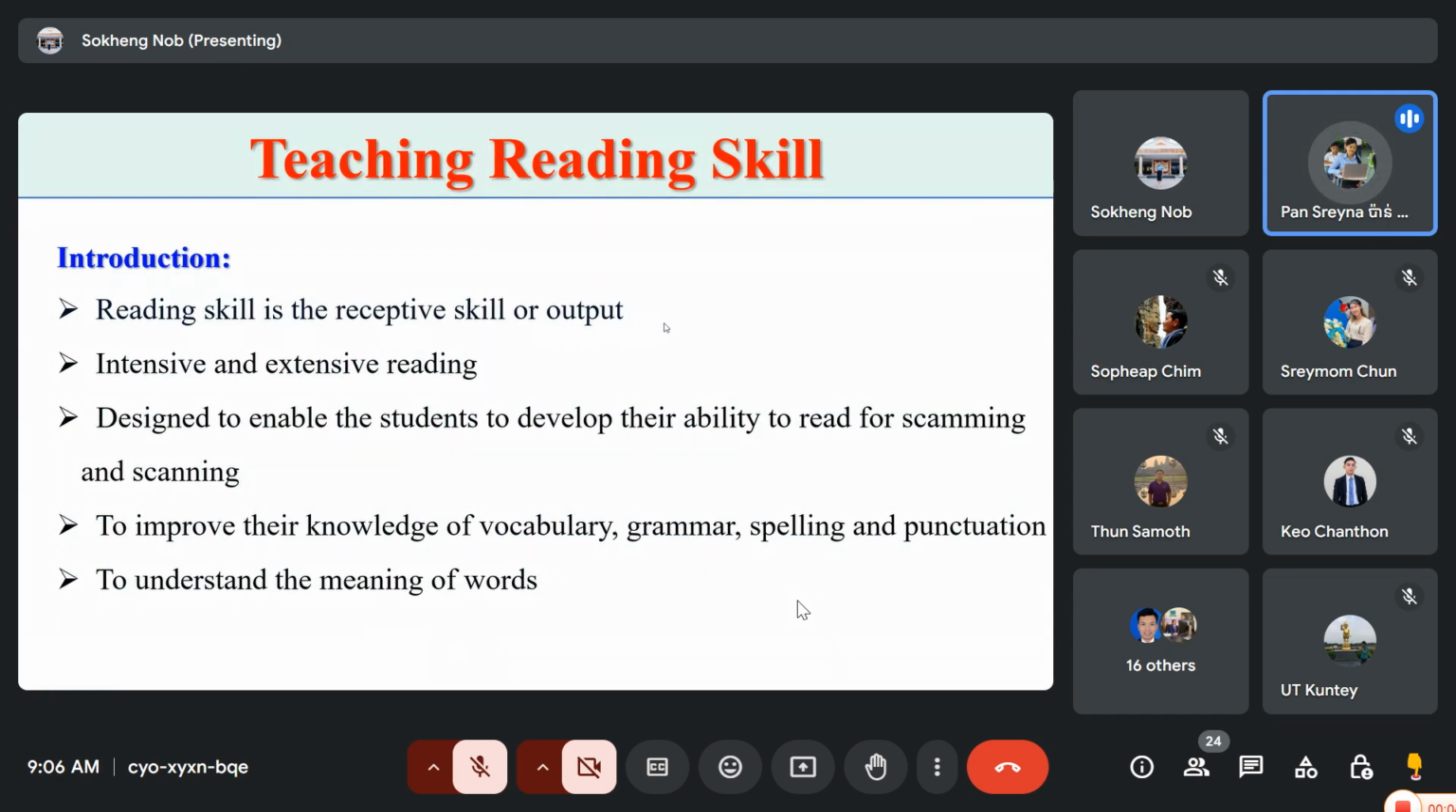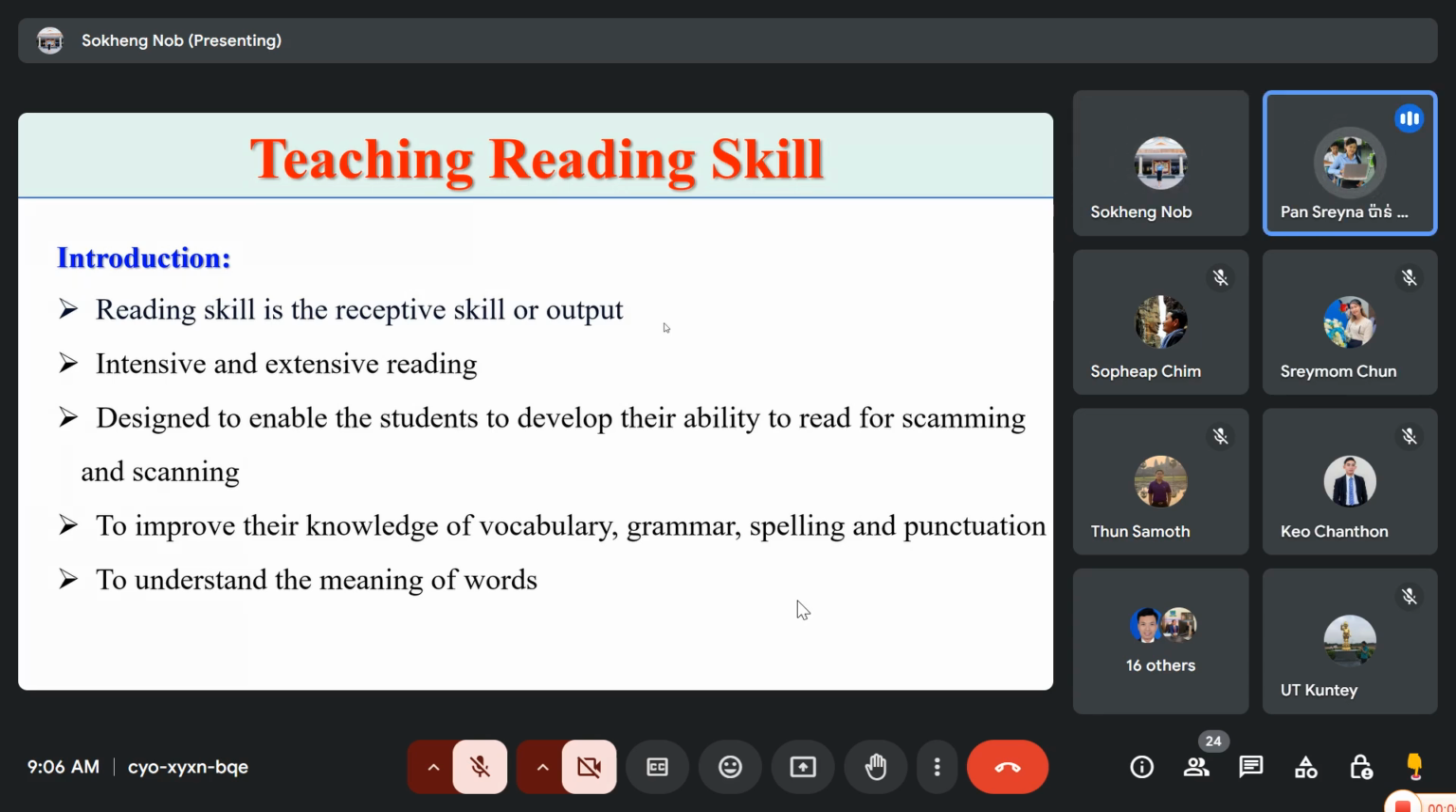And this is the introduction for the reading skill. When we talk about reading skill, it is one of the macro skills for teaching English. Reading skill is part of the receptive skills, or we can say input. And for the reading part, there are two kinds that we apply: intensive and extensive reading.